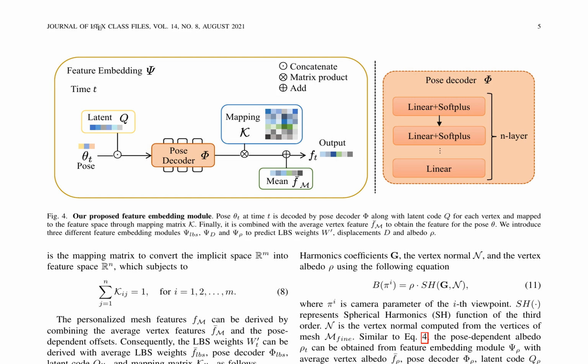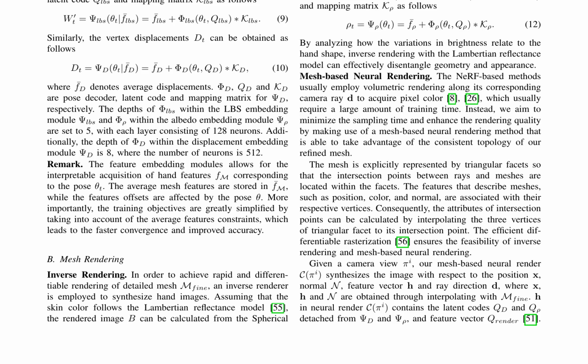pose-dependent offsets. The LBS weights W are obtained using the pose decoder Φ_LBS, latent code q_LBS, and mapping matrix K_LBS. Similarly, the vertex displacements d_t are obtained using the pose decoder Φ_d, latent code q_d, and mapping matrix K_d. The feature embedding modules allow for the simplification of training objectives by taking into account the average features constraints, leading to faster convergence and improved accuracy.